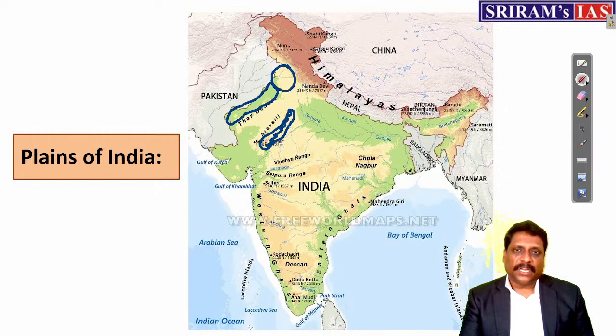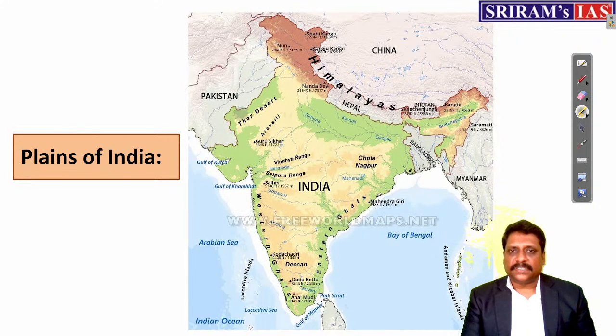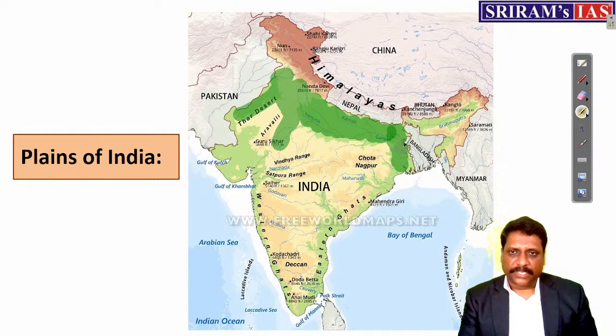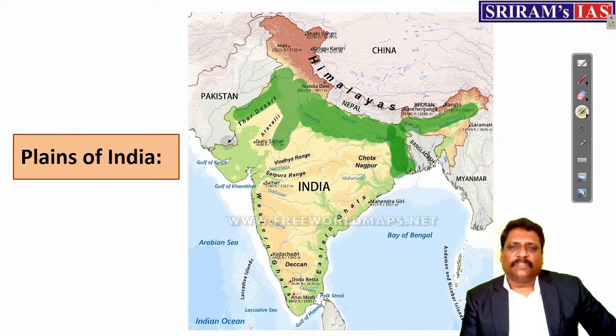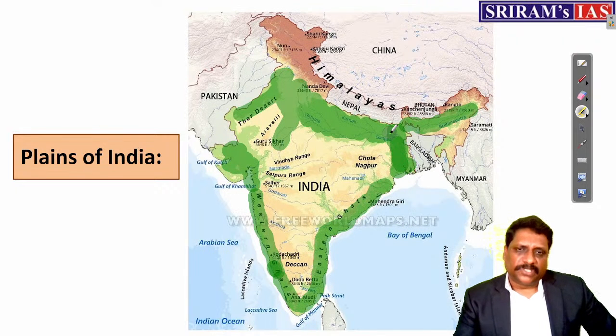Entire Punjab is a plain, entire Haryana is a plain, entire Uttar Pradesh is a plain, entire Bihar is a plain, entire West Bengal is a plain. Near complete Assam is a plain. The northern plains of India are very extensive. All this region, what I am shading, is the northern plains of India. And of course, I am also including the coastal plains. The coastal plains of India are not as extensive as the northern plains, but still, yes, plains.